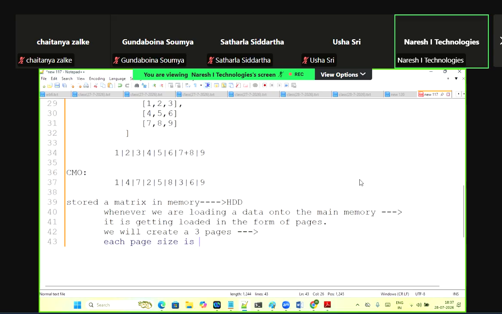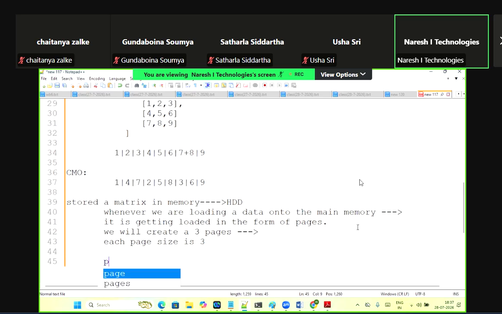And I'm telling that each page size is 3. Though guys, I'm explaining in high level. Don't get confused because there is so much detail. You are having a page number, a frame number. Again, it is getting divided into logical address, physical address, but it is not required again, right? So I'm telling that each page size is 3 here, right?